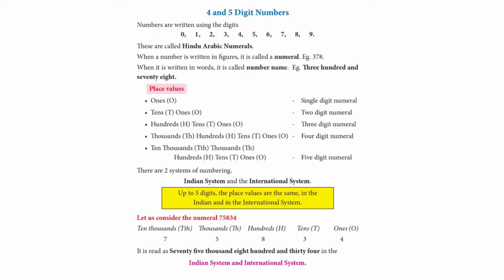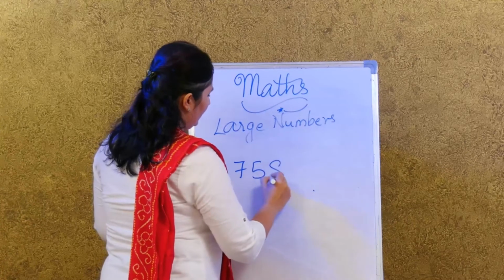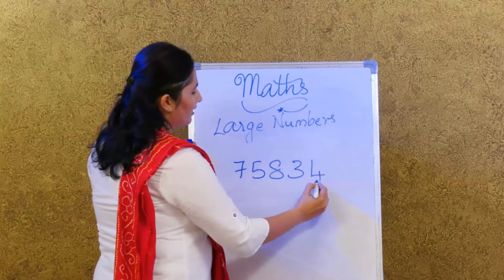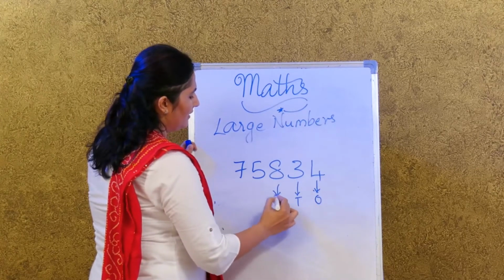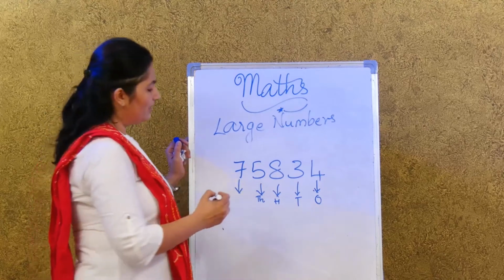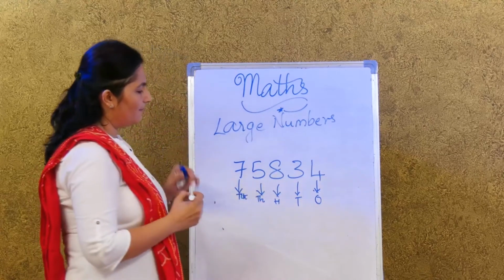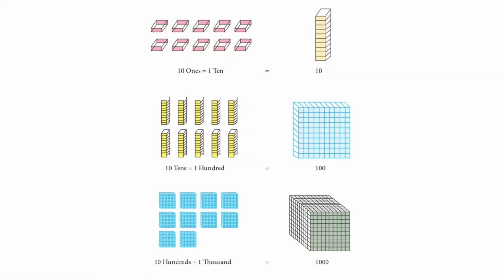Now let's go on and see a number, 75834. So, how do we write 75834? According to what we learned in the place value house, this is ones, this is tens, this is 100, this is 1000. Wow, we have already reached 10,000s. That is 5 digits: 1, 2, 3, 4, 5. Alright.